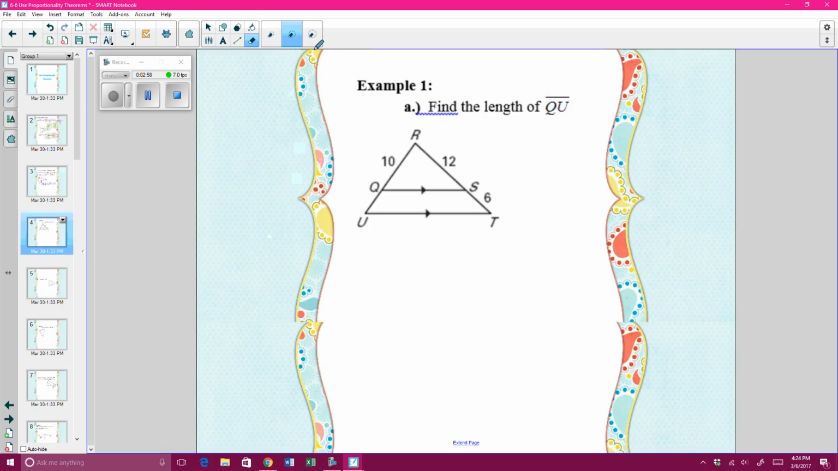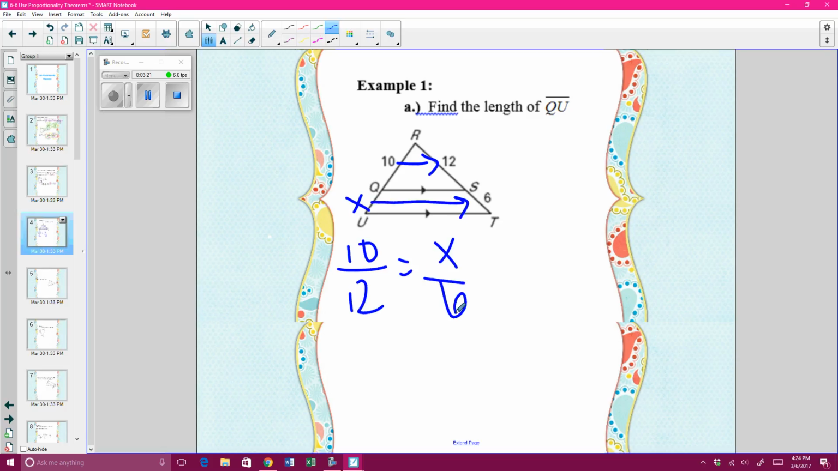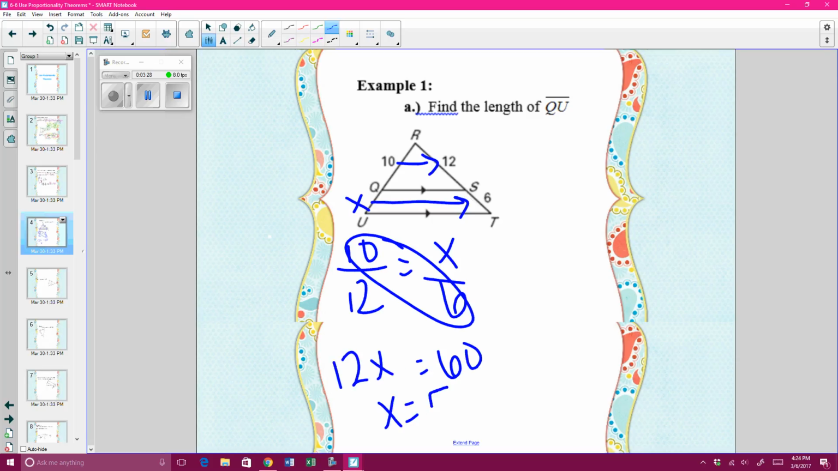So let's go ahead and try some of these. Again, there's a few different ways you could set it up, so I'm not doing it the only way that's possible, but I will show you a few different ways to do them. So find the length of QU. So I'm just going to put an X here for QU. And I'm going to go across the triangle. So 10 to 12 is the same as what to 6? Well, 10 times 6 is 60, and so 12x equals 60, and so x equals 5.